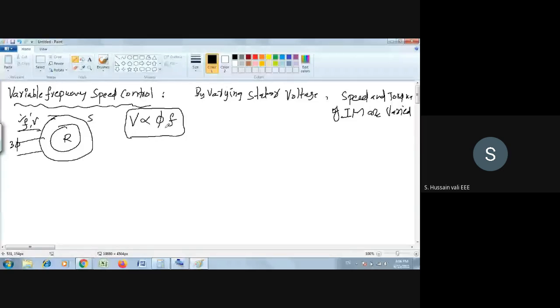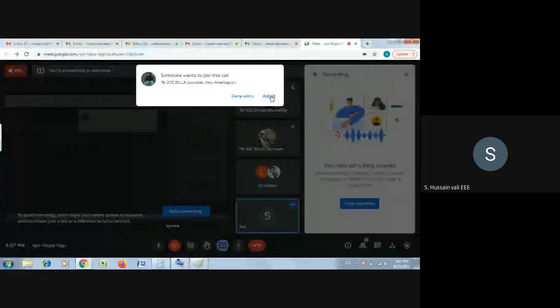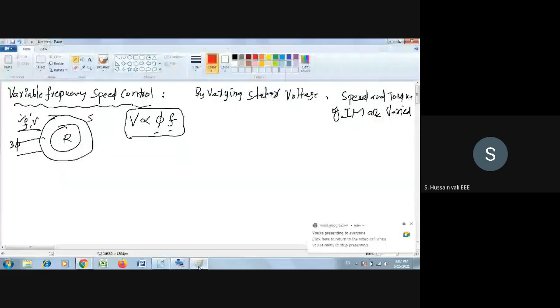And what is the proportionality constant? You have 4.44, then the number of turns, then the winding factor and distribution factor. I hope you remember all these things from the construction of the stator windings. The remaining things you keep as constant, so flux and frequency I can put like this. Then from this equation I can write that flux is proportional to V by F.